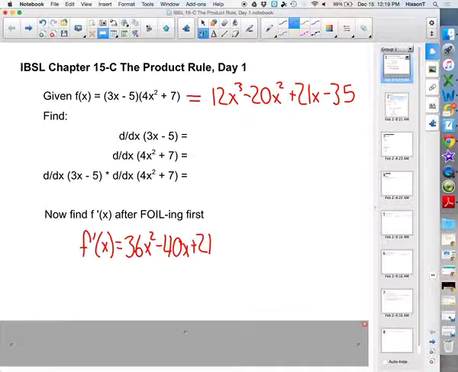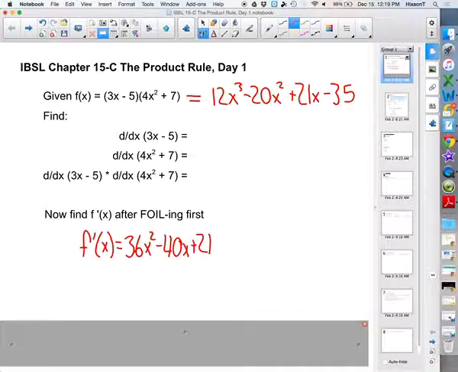Now, if you have a situation where you're able to FOIL it together, then you're more than welcome to do that. However, we won't always have ones like that. We'll have ones where you might have a 3x minus 5 times a square root of 4x squared plus 7. And you've got to be able to handle ones like this. Now, I start with one that we could FOIL just to know what our answer should be.